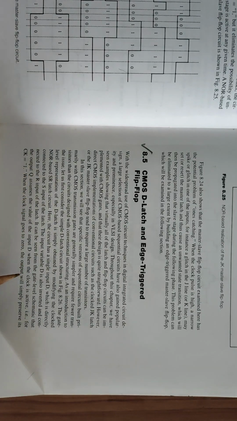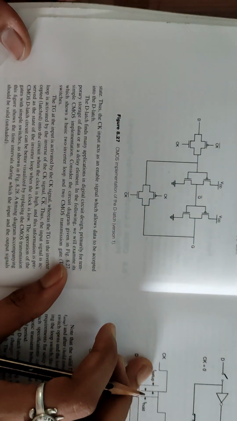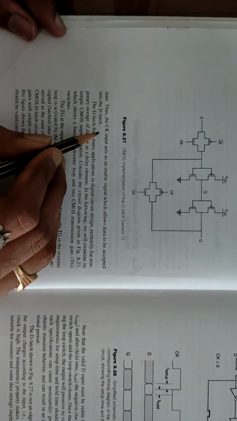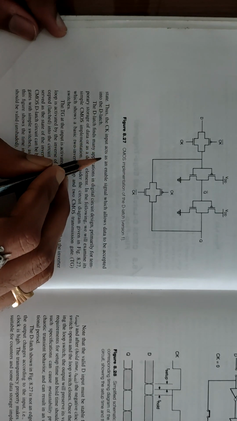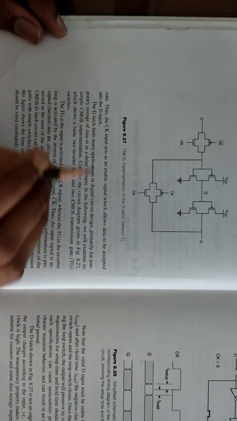It can be seen from the gate level schematic that the output Q assumes the value of the input D when the clock is active, that is for Ck equal to 1. When the clock signal goes to 0, the output will simply preserve its state. Thus, the Ck input acts as an enable signal which allows data to be accepted into the D-Latch.